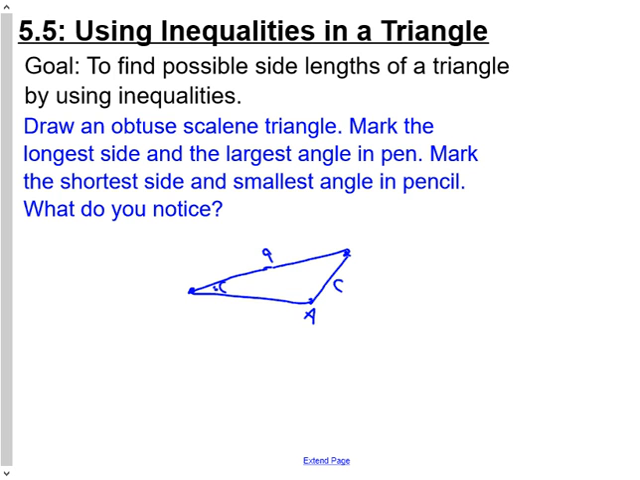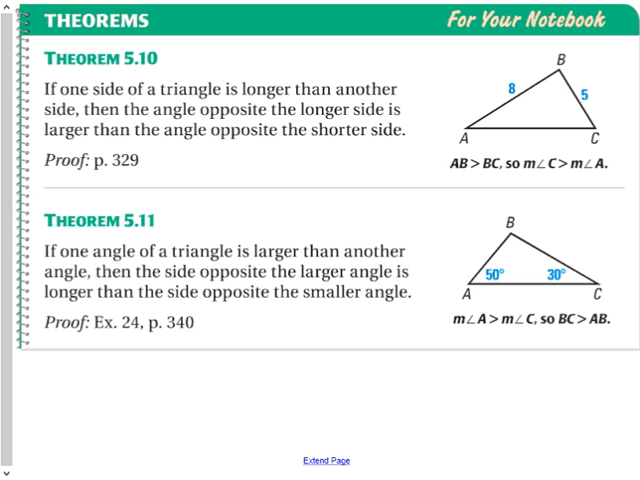The largest angle is opposite the largest side, or longest side. Smallest angle is opposite the smallest side, and vice versa. So, if one side of a triangle is longer than another, the angle opposite of that longer side is larger than the angle opposite the shorter. So 8 is bigger than 5, so going opposite, angle C must be greater than angle A.